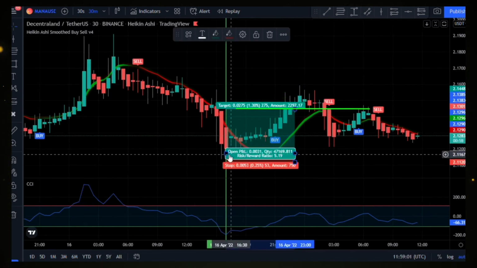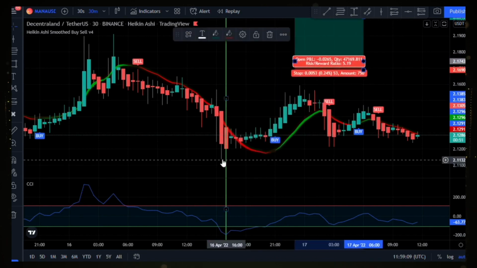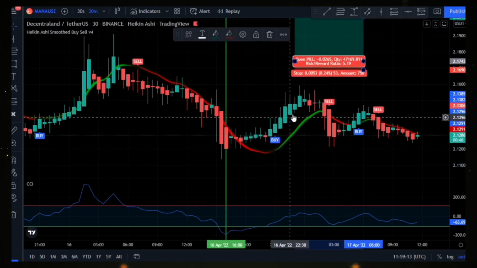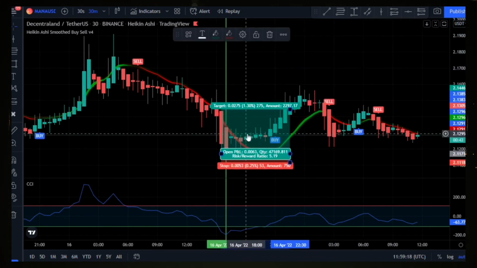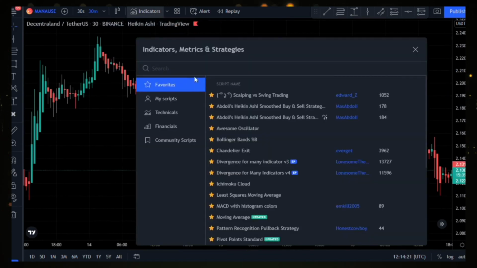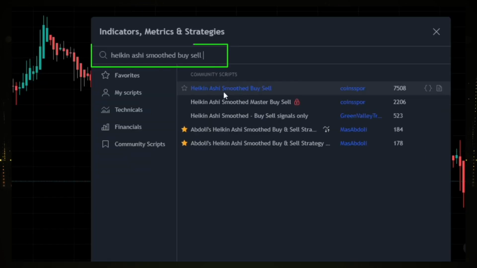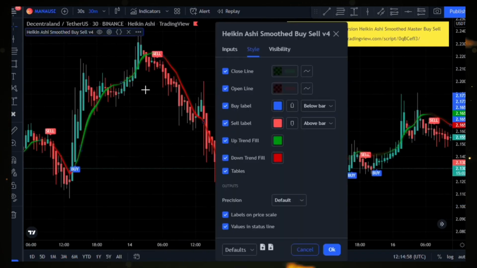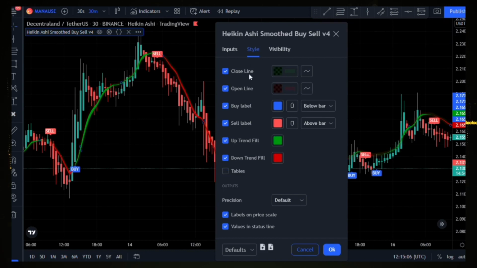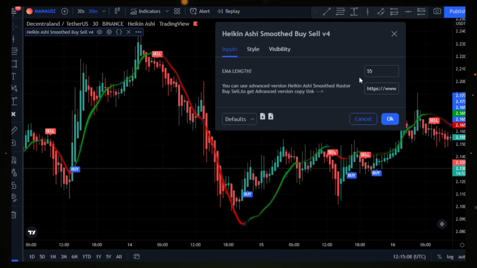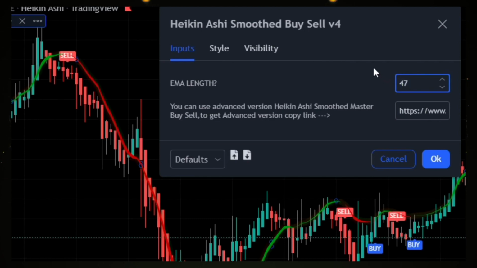Let's add the indicators to the chart now. Check out the indicator I utilized in this technique. In the search bar, type heikin ashi. Insert this indicator into the chart. Now I'll look at the indicator's styling and other features. In the first style field, make the following changes. Uncheck the tables option and modify the value 55 to 47 in the input area.